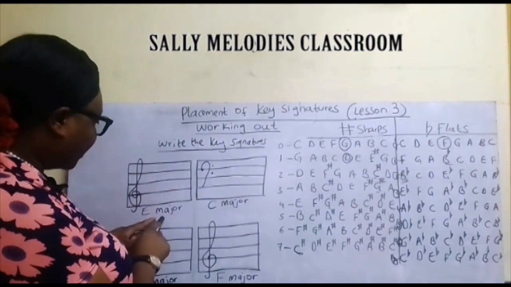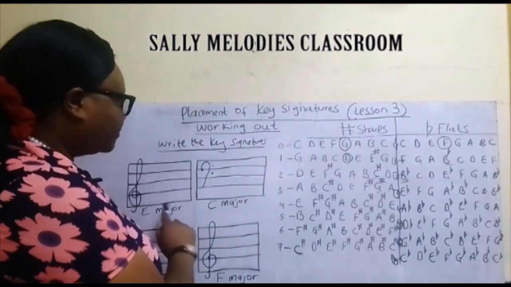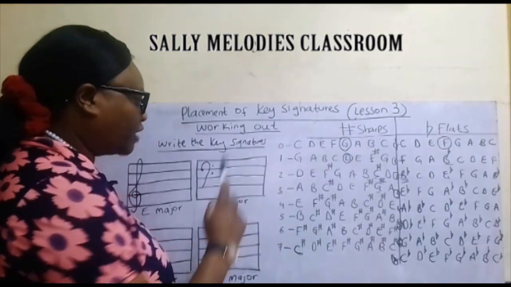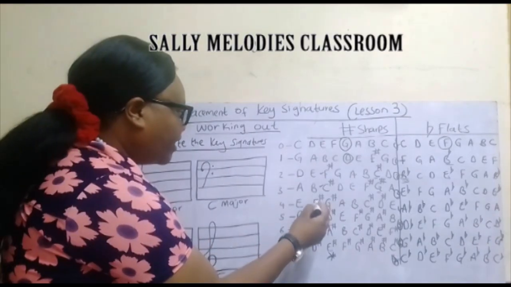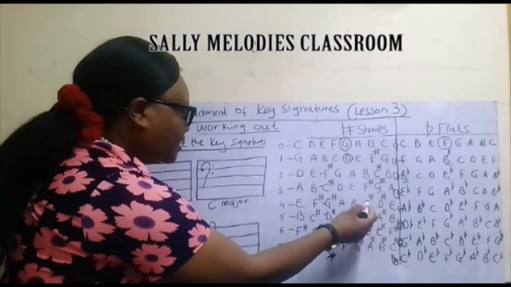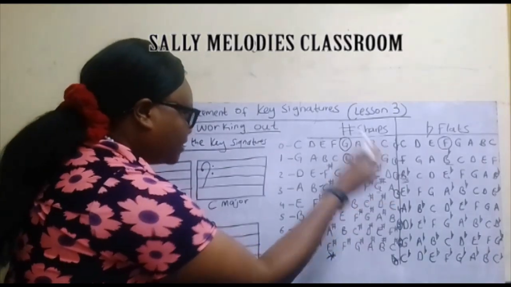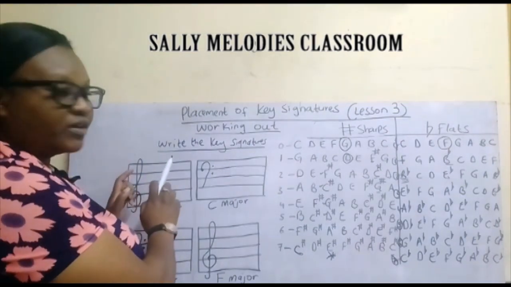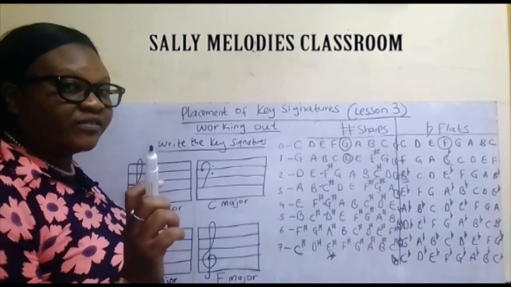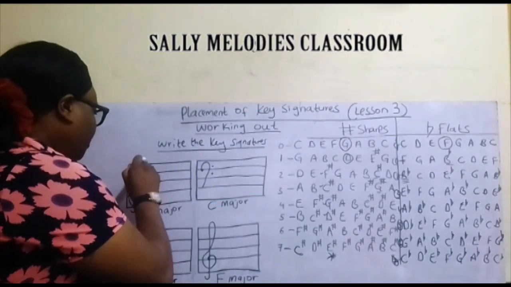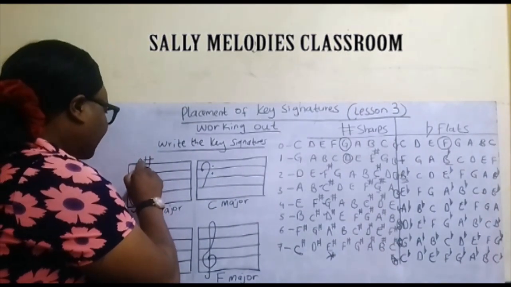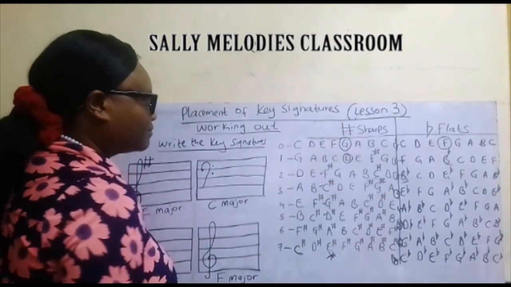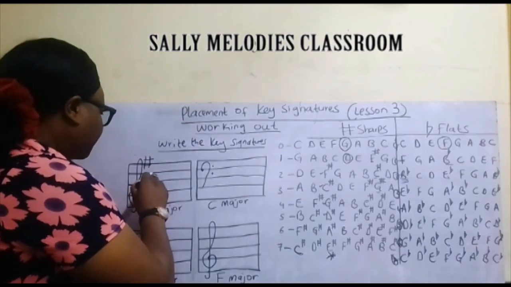So this is E major. E major has got 4 sharps. You have F, you have C, you have G, you have D. So we start with F. Your F is here on this clef. Remember we said even the clef matters. So you put your first sharp there. And then the next sharp is supposed to be C. So our C comes here.